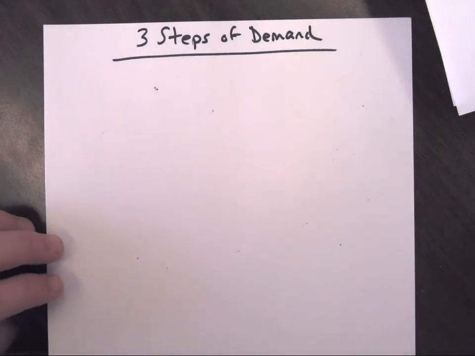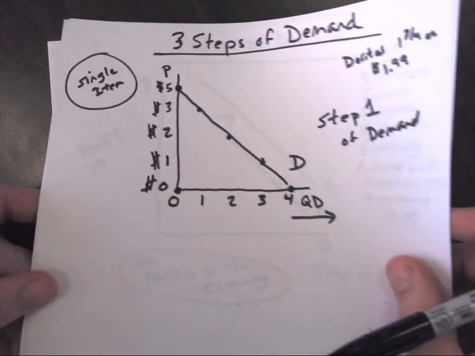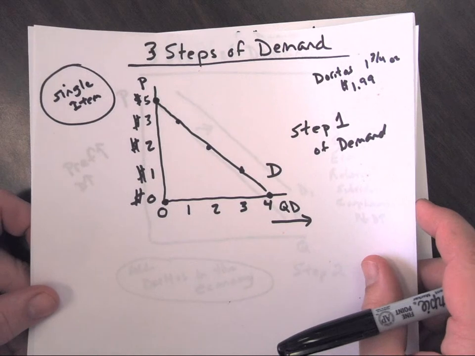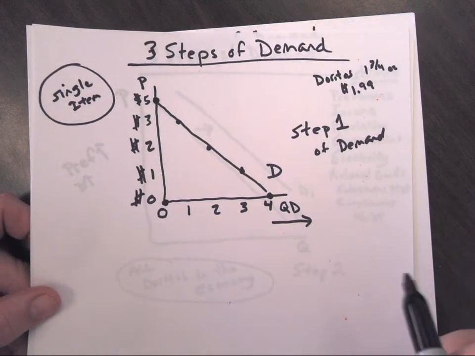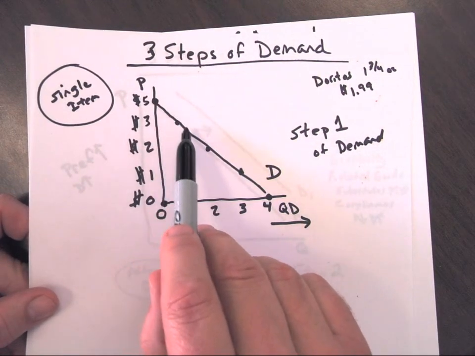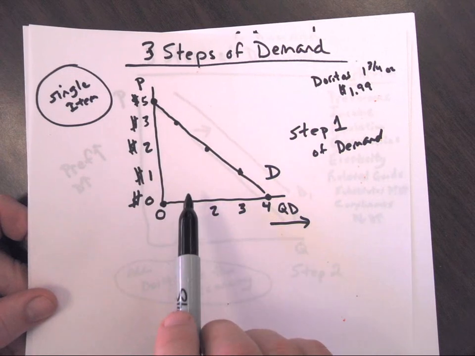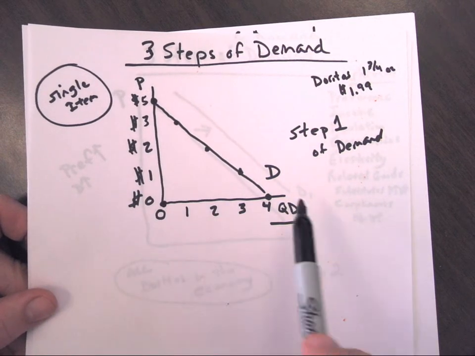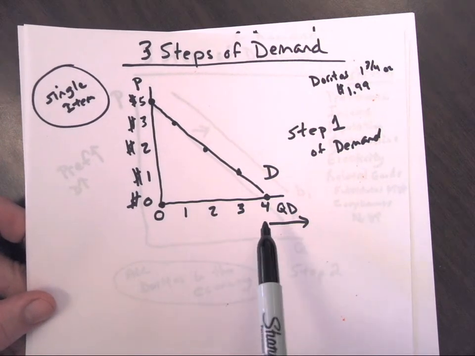And now we're going to reach our third step of demand. So demand for a single item is going to be one bag of Doritos, and a change in price would cause a movement along the demand curve. For each price, there's going to be a certain amount, or quantity, that is demanded.